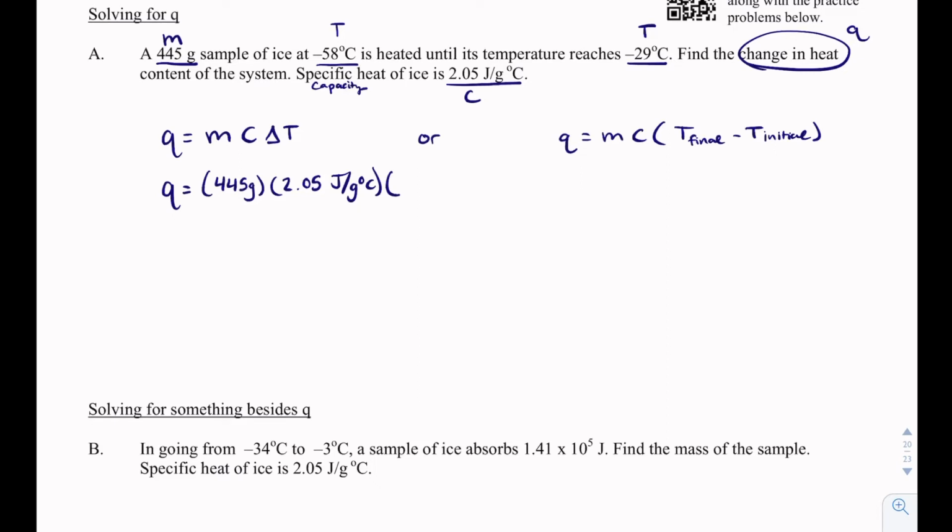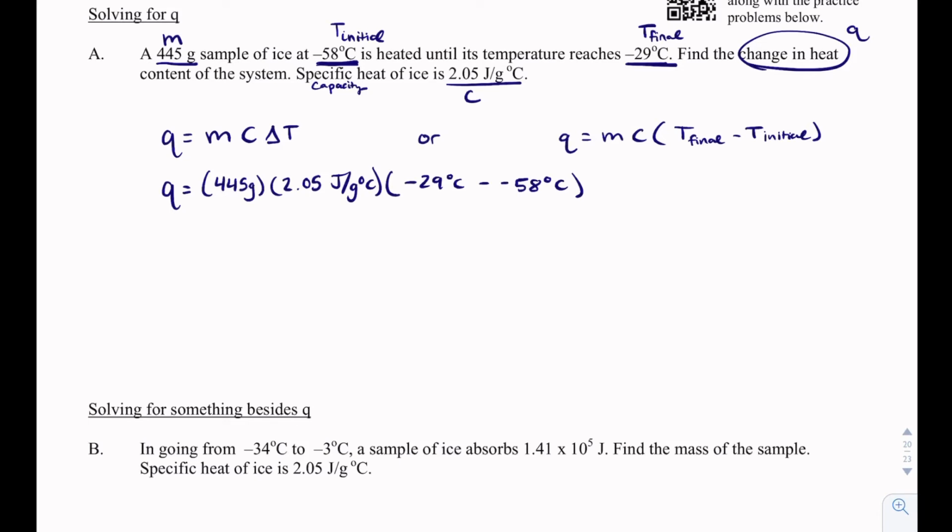Now, the way it's worded is going to make a big difference on which one is which. So the way we read this is that the sample of ice is at negative 58 degrees Celsius, and then it's heated until it reaches negative 29. So this is the initial, and this is the final. You got to make sure you use your context clues to correctly identify those. Because we are getting warmer, we know that Q should be positive because this should be an endothermic process. So we'll plug in negative 29 degrees Celsius minus negative 58 degrees Celsius.